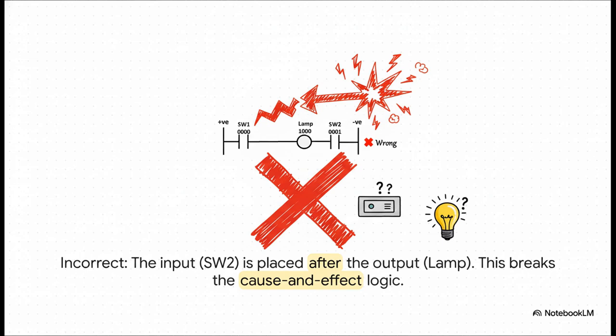And this picture shows you exactly why. I mean, look at this. We've got an input, SW2, placed after the output lamp. That's a huge no-no. It completely breaks the whole cause and effect idea. You can't have a light turn on and then check to see if a switch was pressed. The condition has to come before the action, period.